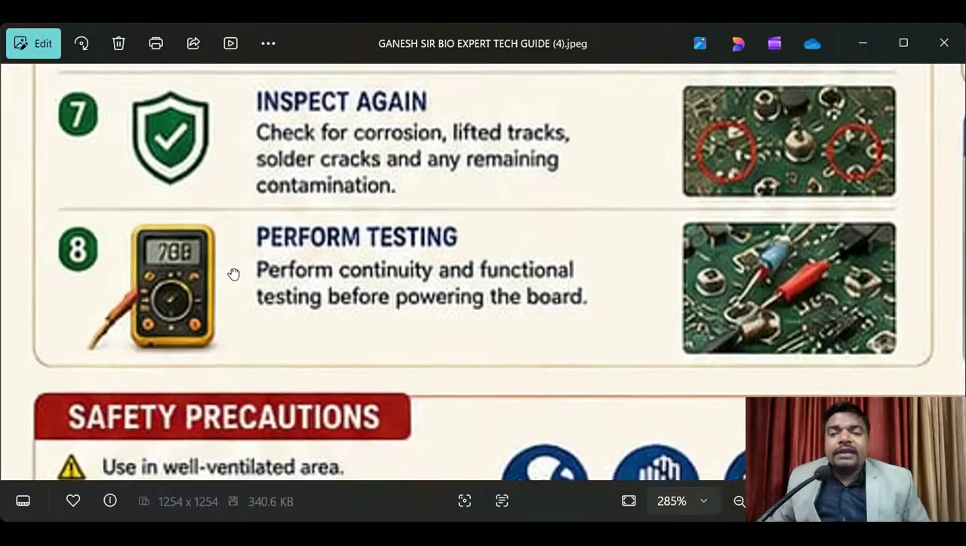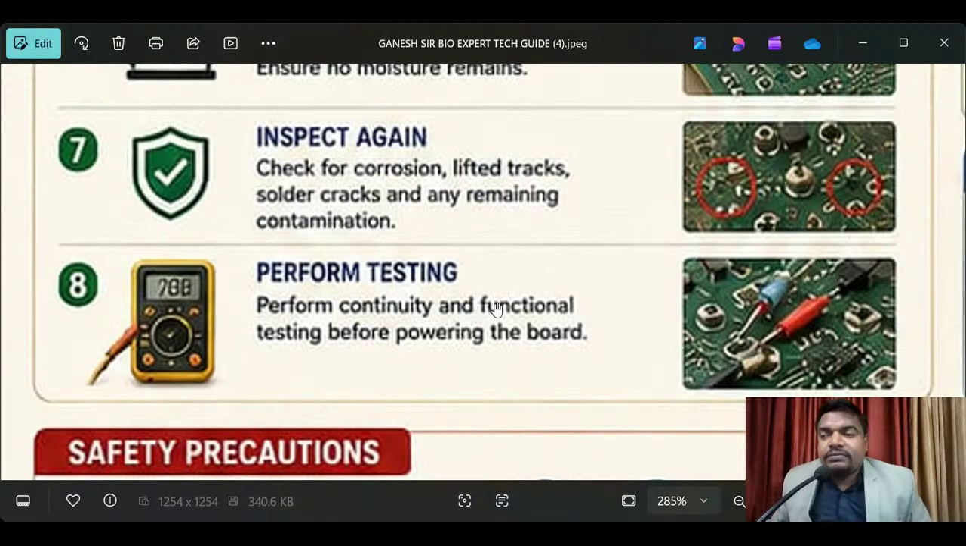Now see here, eighth point I'm going to show you. Perform testing. Perform continuity and functional testing before powering the board. Okay, these are all very important things.